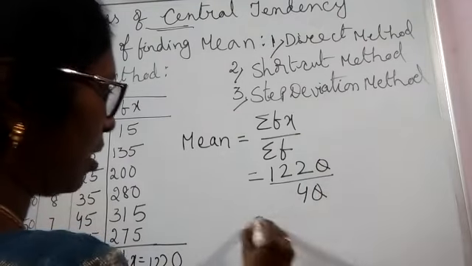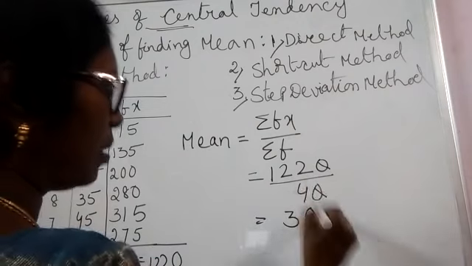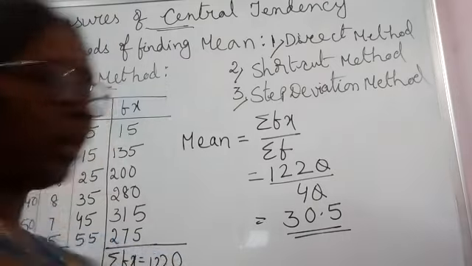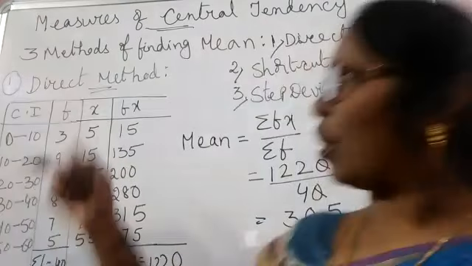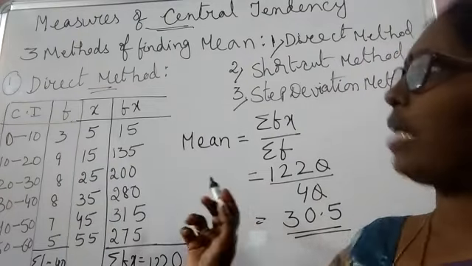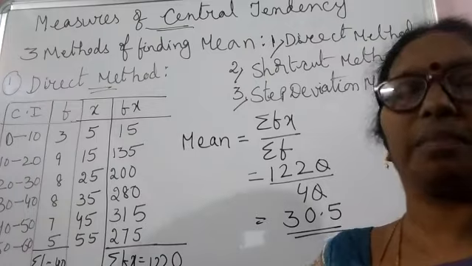0, 0 cancelled. 4 3s are 12. 4 5s are 20. This is the mean of this given data, and this is how you have to find the mean of the classified group data by direct method.